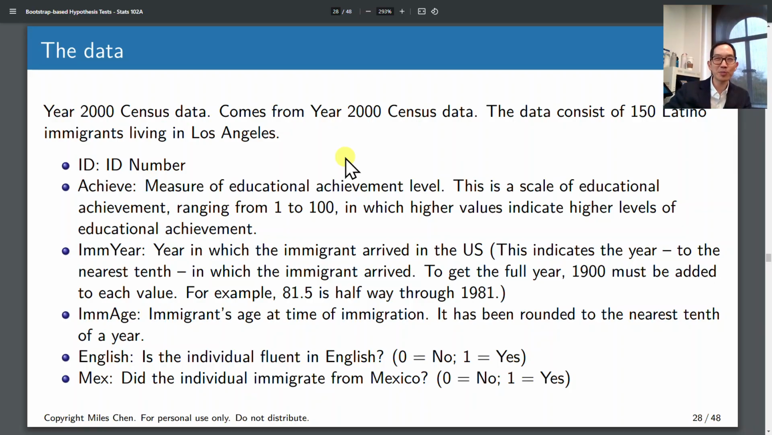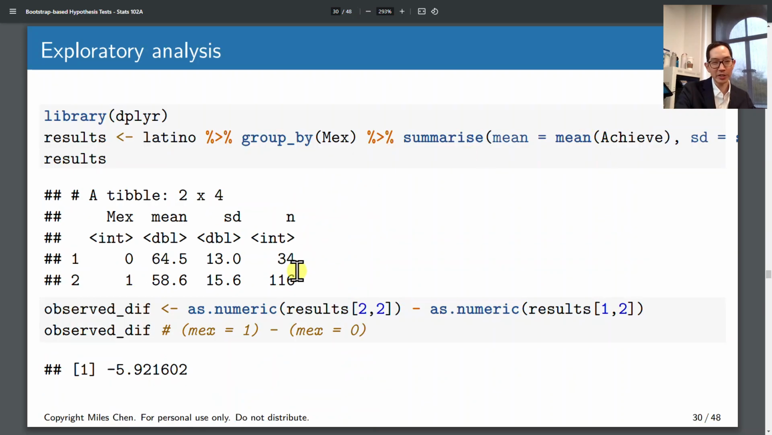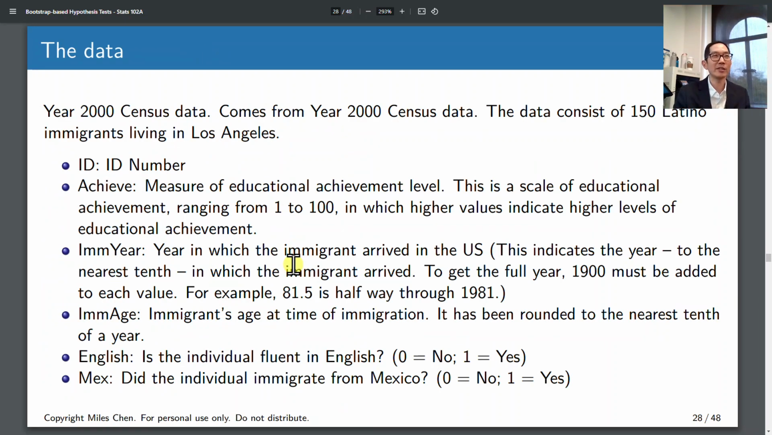Now, that's questionable whether that's a good, reasonable thing to do, considering there's a great diversity among the other Latin American countries. But also from a practical standpoint, because there were only 150 people in total, and if you look at the data, 116 came from Mexico, and when you grouped everybody else together, you only had 34. Okay, so from a practical standpoint, it's difficult.